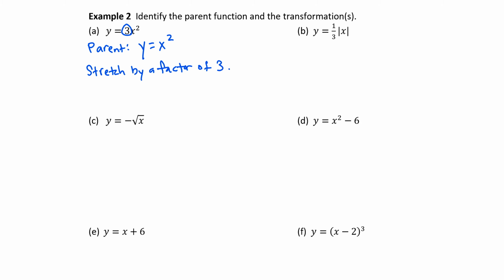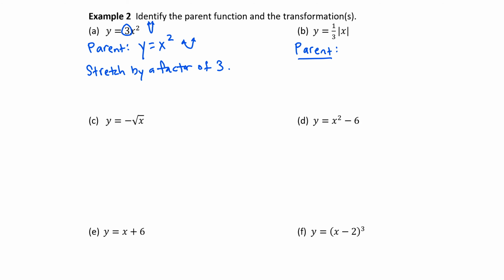So I'm going to have my original x squared function. This guy is going to be taller and skinnier. So that's when your kid grows up and is taller than you, right? Example B, we have y equals 1/3 times the absolute value of x. First, we're going to identify the parent function.